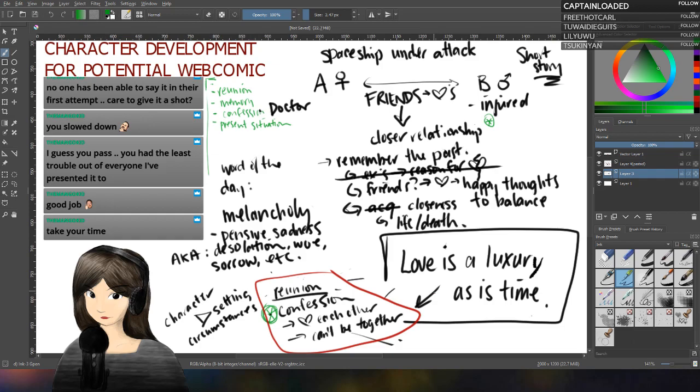Which leads to this statement. And then we'll see what happens after. Okay, so the confession comes from the memory. The memory has to be a happy thought. And this memory would be based on the universe, which is an alternate universe because we're on a spaceship that is under attack.